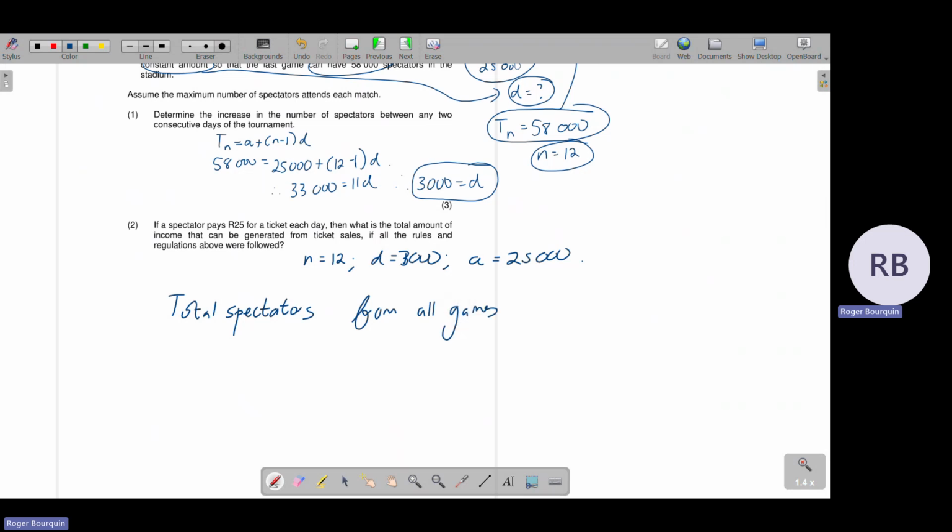What do we call that, when you add them all together? It's the sum of the series, right? So we are looking for S12. That'll tell us how many spectators went to these 12 matches, the total of all the spectators. Does that make sense? Go to your formula sheet, look for a formula which joins up Sn and d.